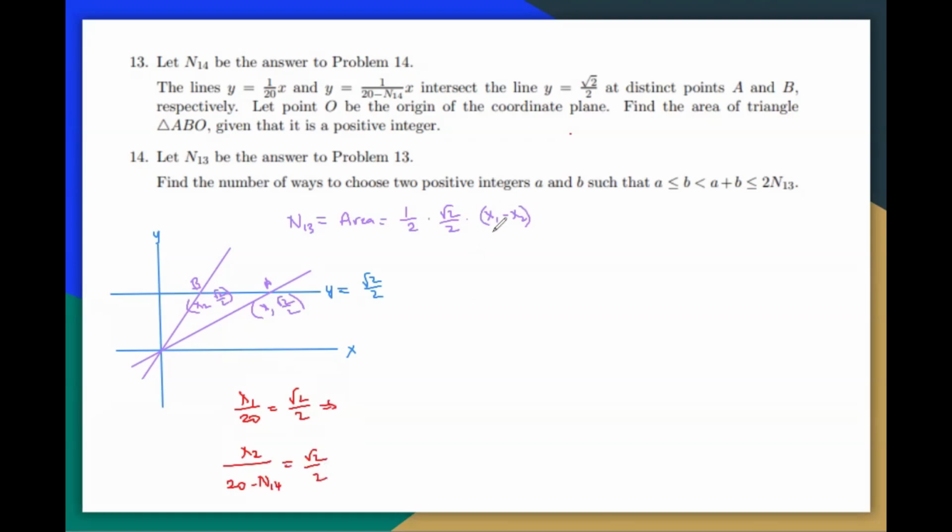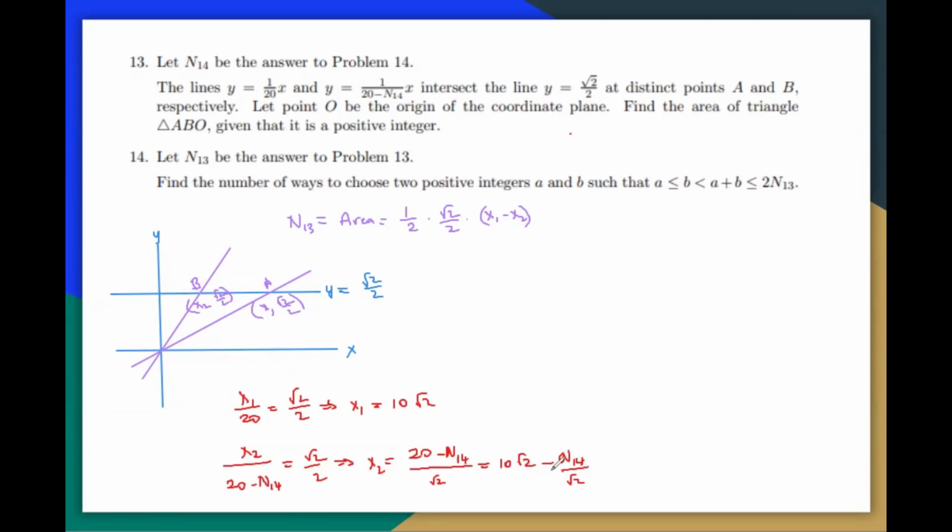Since we know the difference of the x's, maybe we should get those in this equation. If you multiply both sides by 20, you get x1 as 20 over 2, which is 10 times root 2. For x2, I can multiply both sides by the same number, and root 2 over 2 gives root 2 as a denominator. So you will get 20 minus N of 14, divided by just root 2. If I clean this up, that is 10 root 2 minus N of 14 over root 2.